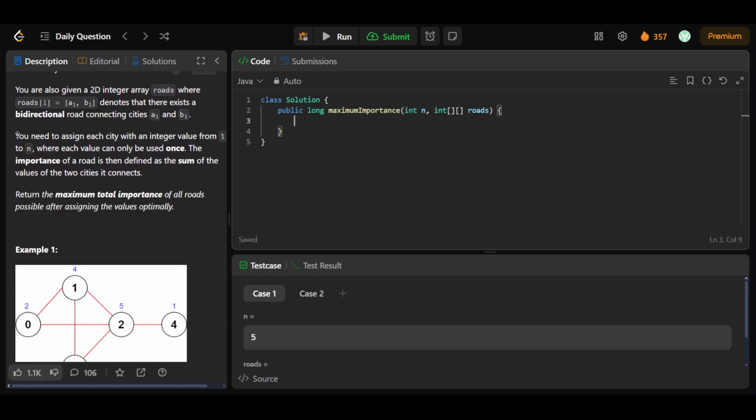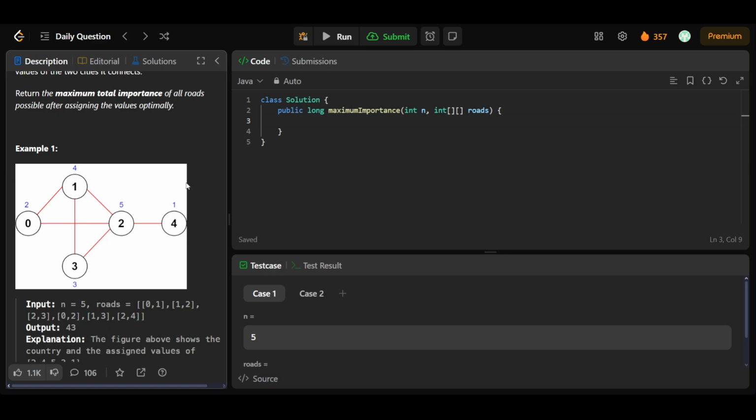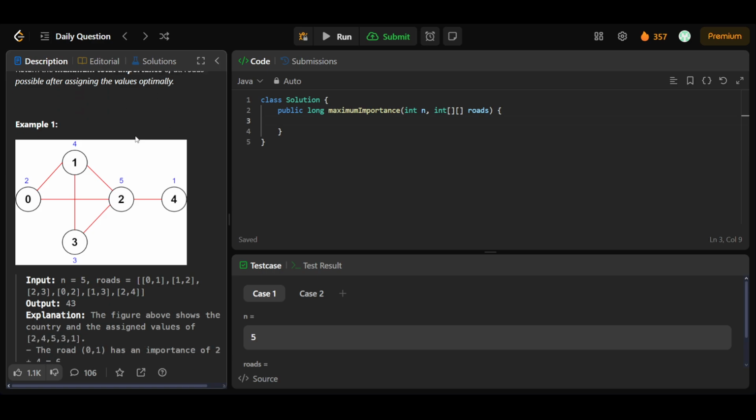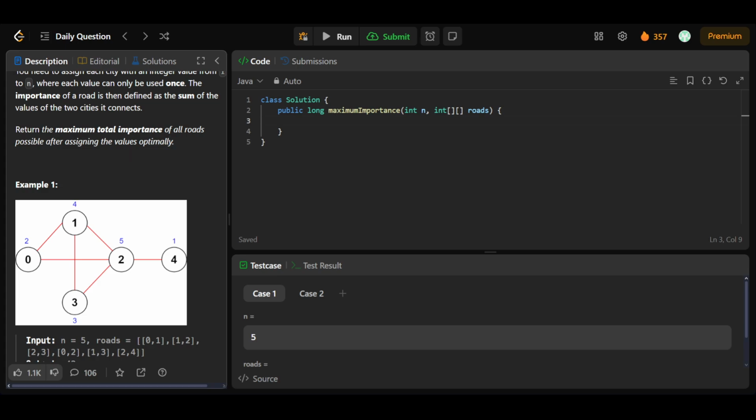Okay, and we need to assign each city an integer value from 1 to n, where each value can be used only once. The importance of a road is defined as the sum of the values of the two cities it connects. We have to determine the maximum total importance of all roads possible after assigning the values optimally. Optimal here basically means that we just follow the rules.